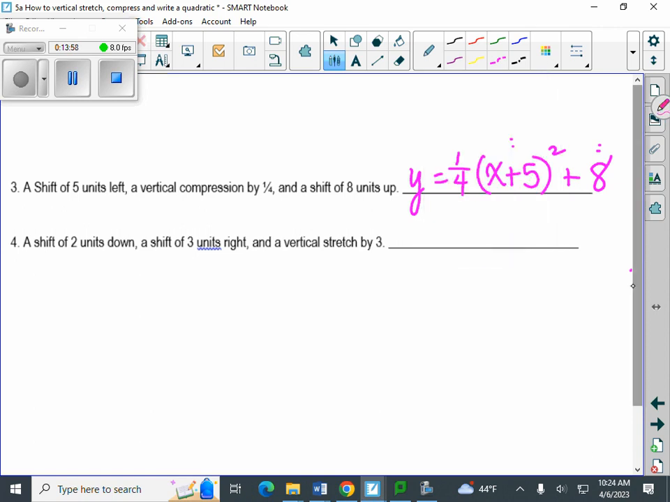And lastly, a shift of 2 units down, a shift of 3 units right, and a vertical stretch by 3. A shift of 2 units down, minus 2. A shift of 3 units right. Right or left goes in the parentheses, so it's going to be x minus 3. Change the sign, keep the sign. And the vertical stretch by 3. The vertical stretch goes outside of the parentheses.